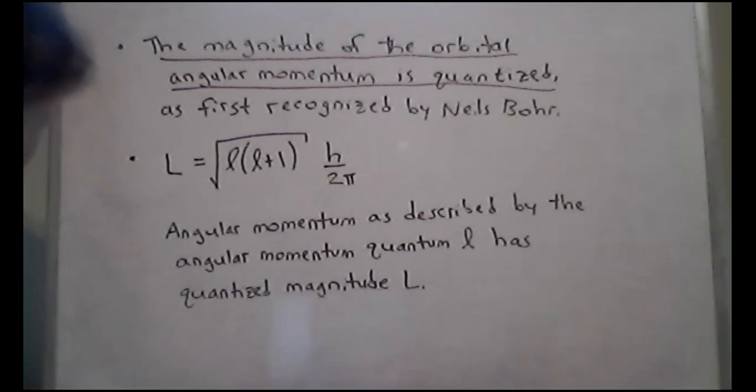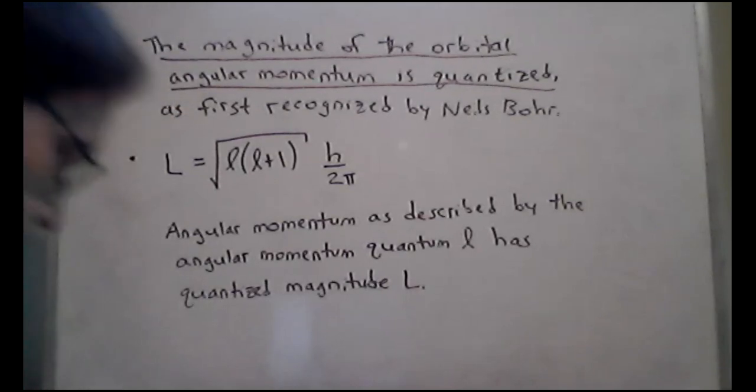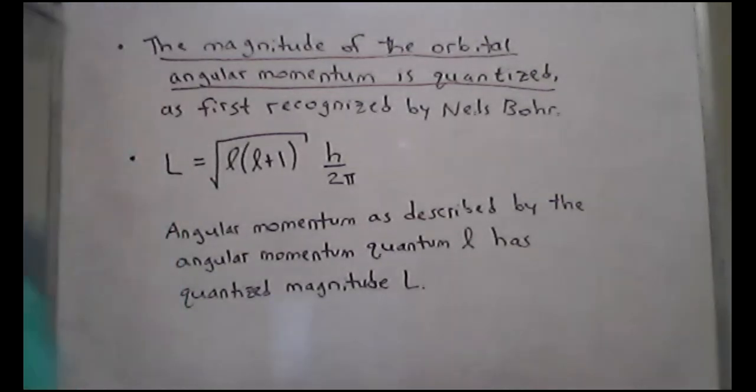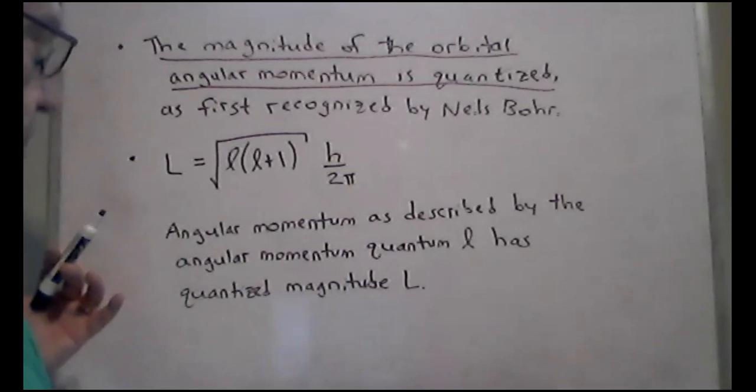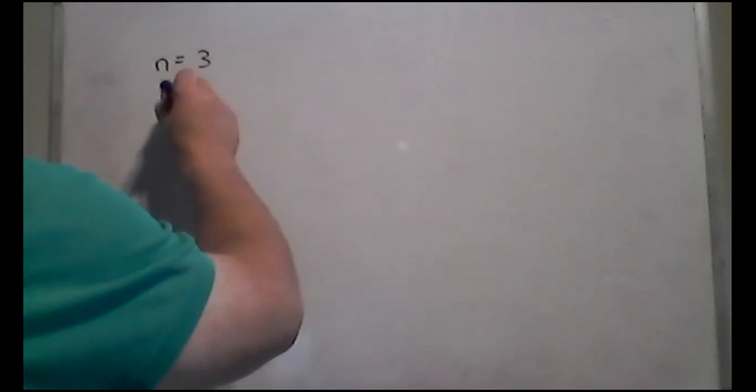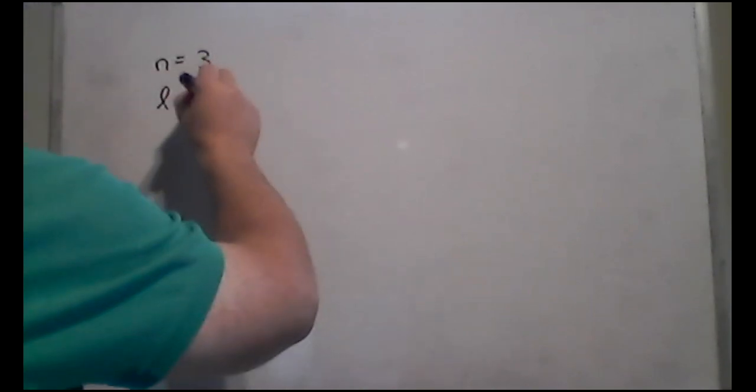All right, let me give an example here. Let's just say n equals 3. If that's the case, what are the only values l can take on? Well, it can only take on 0, 1, or 2. Remember, it can only go from 0, 1, 2, all the way to n minus 1. n minus 1 would be 2. I cannot ever have an orbital quantum number equaling the principal quantum number. That is not legal.